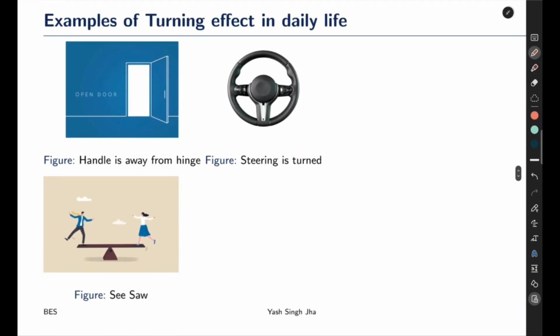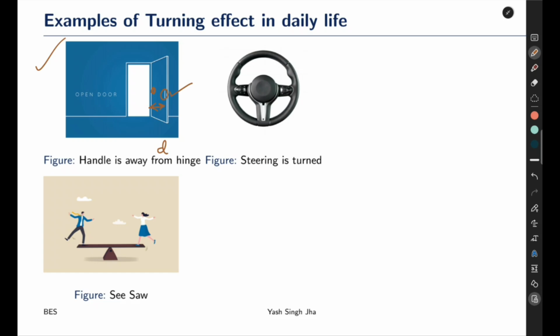Why is quantifying turning very useful? First, they have lots and lots of applications in daily lives. First is opening a door. Should you place the handle close to the hinge or away from the hinge? Placing the handle close to the hinge would make our life extremely difficult. That's why the handle is placed away from the hinge, so that the distance D between the line of action and the axis of rotation is maximum.